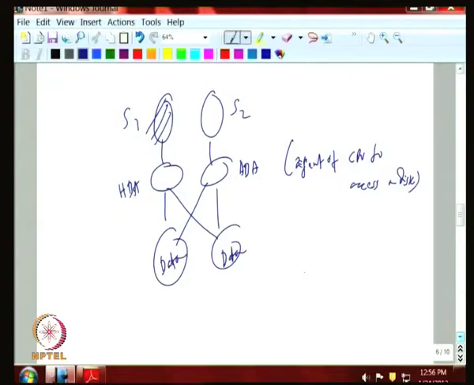Okay. What does that mean? It means that even if this is dead, this HBA is working, this HBA is working, these two are working. So this S2, for example, is still alive. It can use the HBA if it is what is called a dual ported HBA. Dual ported HBA means that it has connections to both of this data.